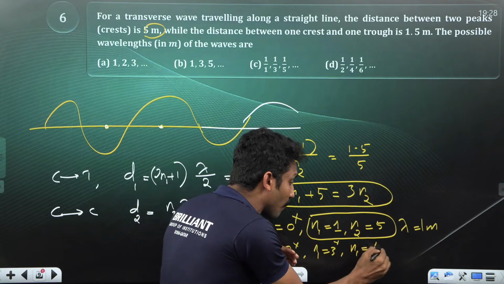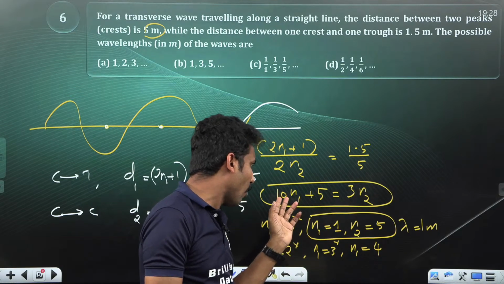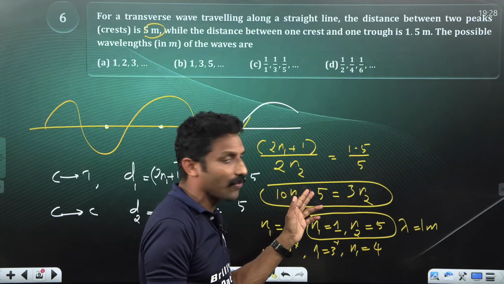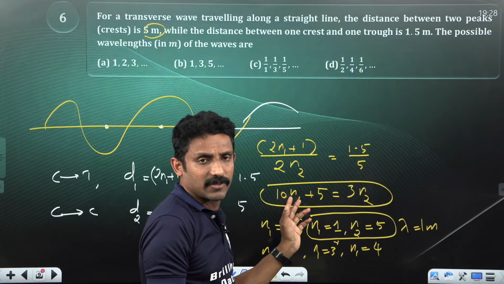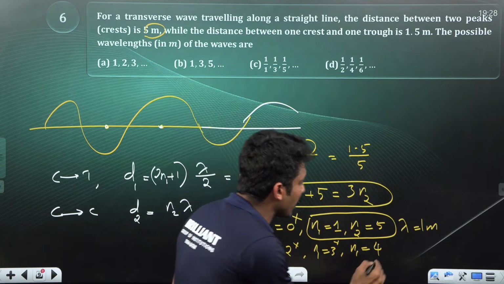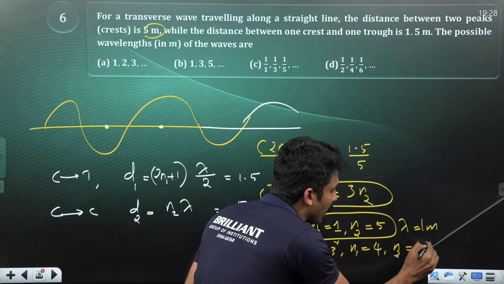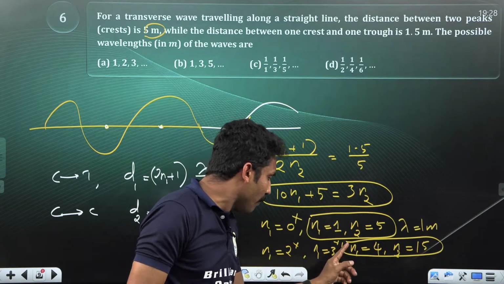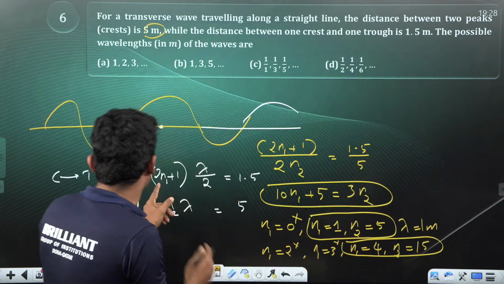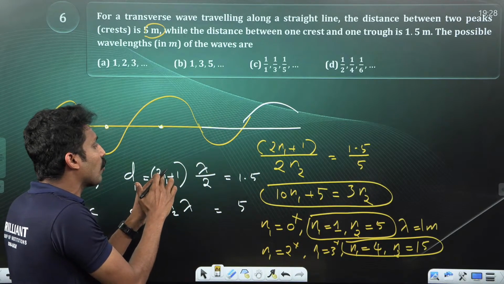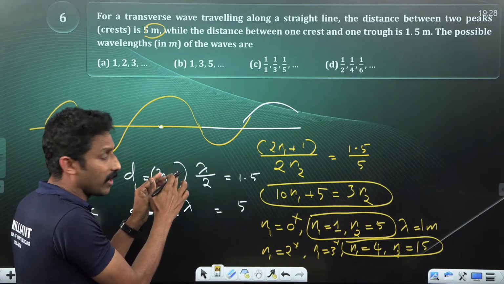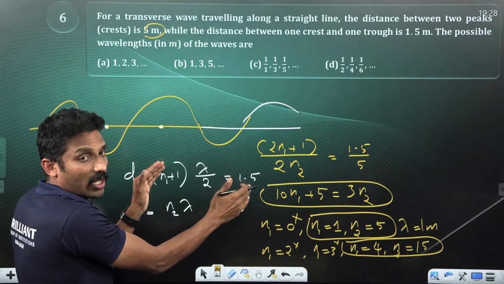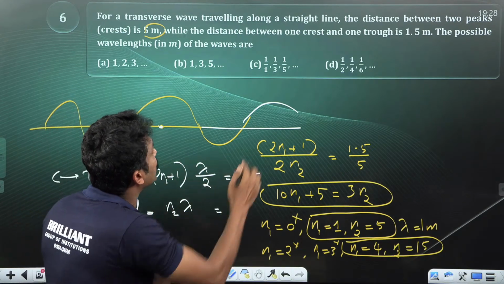Now n1 is equal to 4, we check. This is 10 into 4, 40 plus 5, 45 by 3, it is 15. n2 is 15, possible, so this is another possible set. And when we put n1 as 4 here, 2 into 4, 8 plus 1, 9 by 2 is lambda. 9 lambda by 2 is 3 by 2, we get this lambda value as 1 by 3.